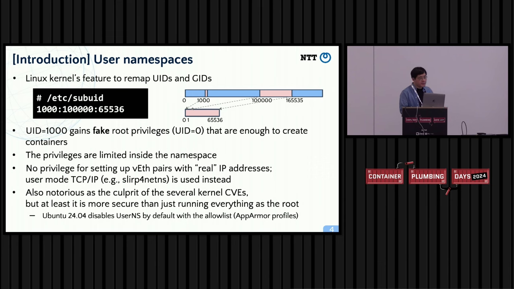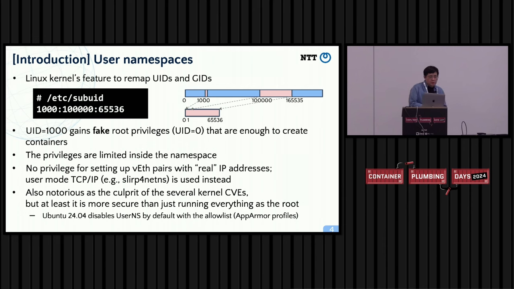User namespace is beneficial for security, but it's also notorious as the culprit of several kernel CVEs because a non-root user sometimes gains the real root privilege by using user namespace, mostly because of buffer overrun issues inside the kernel. But at least it's more secure than just running everything as root. So if you use containers, you should use user namespaces. But if you don't use containers, and if you just use Linux for browsing the web or just using text editors, you shouldn't use user namespaces.